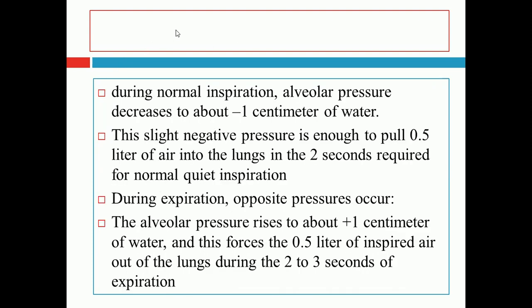So during normal inspiration, which you are doing right now, alveolar pressure decreases to about -1 centimeter of water. This slight negative pressure is enough to pull 0.5 liter of air into the lungs, and 2 seconds are required for normal quiet breathing. And during expiration, the opposite pressure occurs; for expiration it should go up. The alveolar pressure rises to about +1.